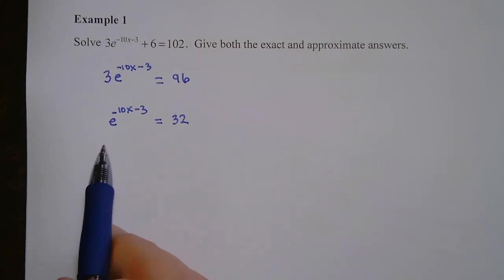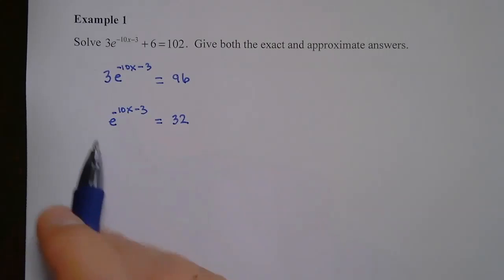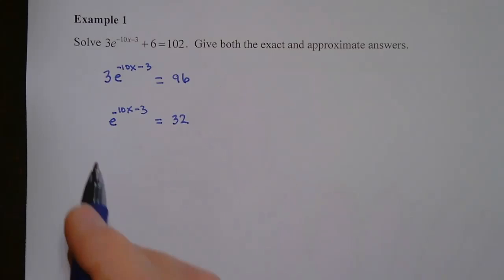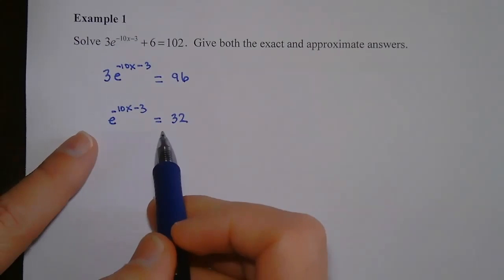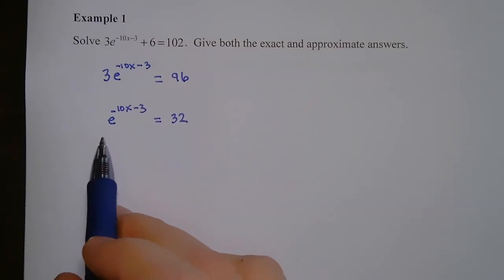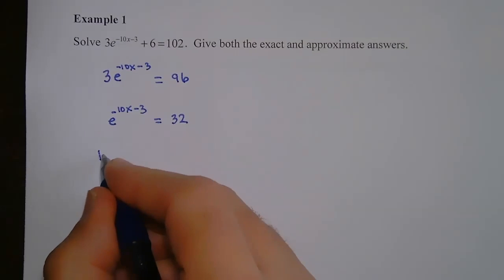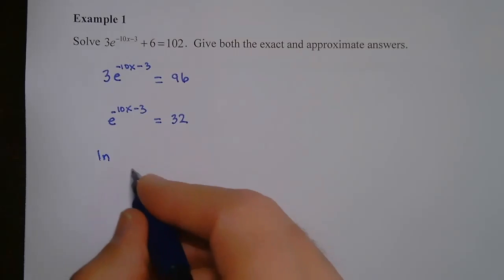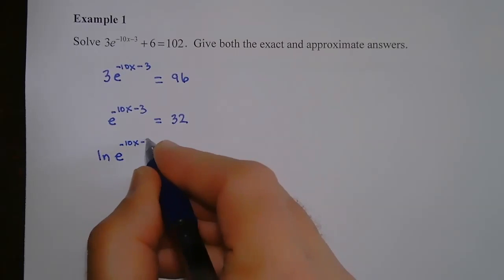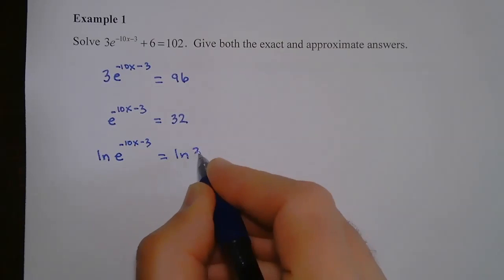All right, so now we have to undo this exponential, okay? A couple ways we could do this. We could do this with any logarithm, and then using that power, if we take like log base 10 of both sides, we could bring that power down in front, okay? Now, because this is base e, I'm going to want to use natural log and use the inverse properties. So when it's base e, let's definitely use the natural log. So the natural log of e to the negative 10x minus 3, taking the natural log of both sides, is equivalent to the natural log of 32.